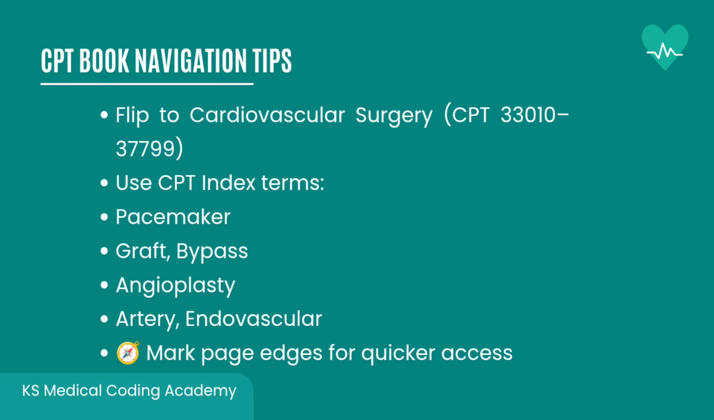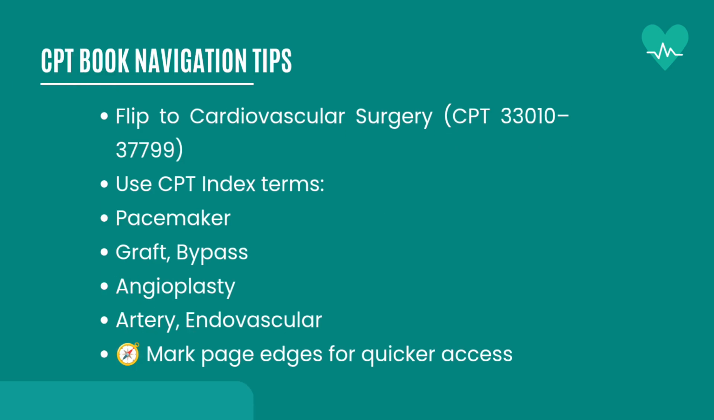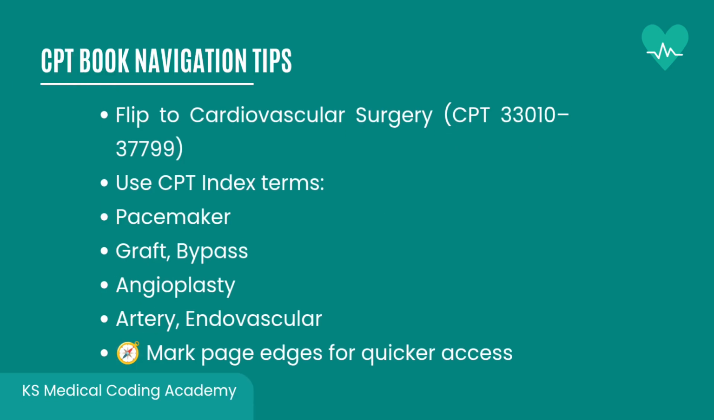CPT book navigation tips. Navigate the CPT book easily by marking these code ranges. 33200-33299 for pacemakers and ICDs. 35500-35683 for bypass grafts. 37220-37235 for angioplasty and stents. Use the CPT index with terms like pacemaker, stent, or bypass to locate your codes fast in the exam.